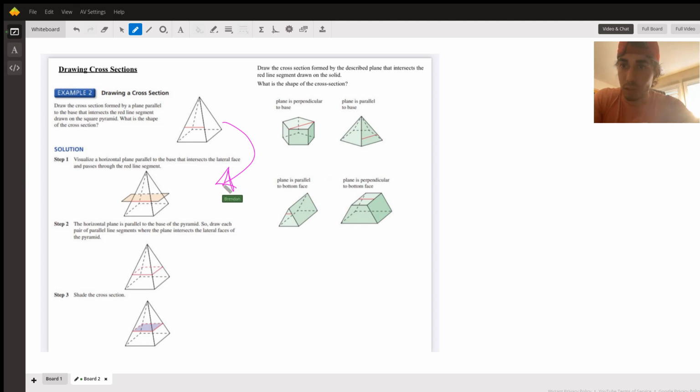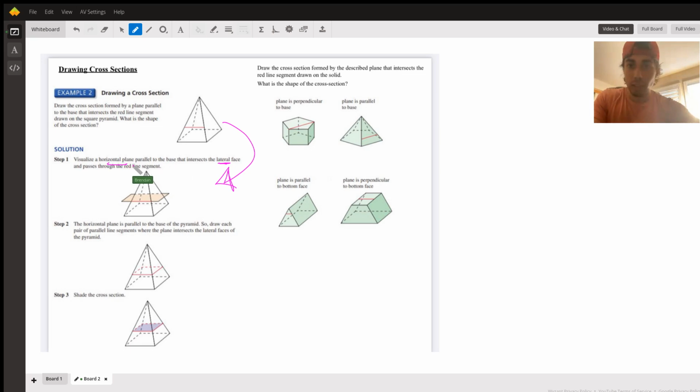All right. So we come here. It gives us that first step. So think about a plane parallel to the base. When it says the lateral face and passes through, that's just talking about it. It's intersecting the sides, right? The sides of the pyramid. When you're a pyramid, you've got a few different sides. You've got the base, that bottom, and then everything else, they just call those lateral faces.